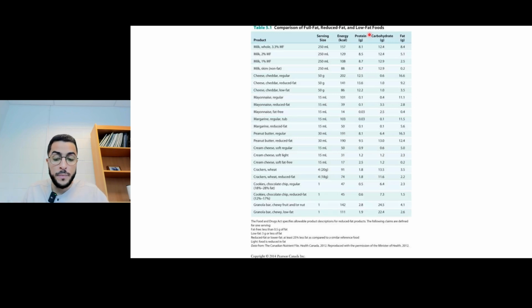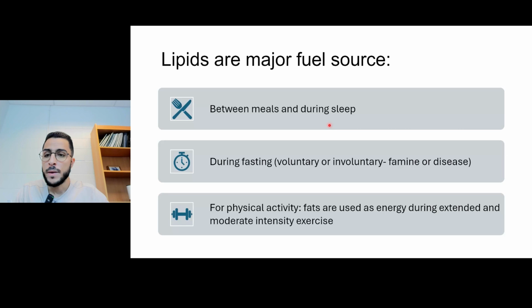So for example, with the ketogenic diet, you remove carbohydrates completely. Well, that's not good. It's not the solution. You need carbohydrates. Some of them are necessary for your body, right? So it's the same thing with the lipids. Why do we need lipids? Well, many things. The major fuel source for your body between meals is not carbohydrates, it's lipids.